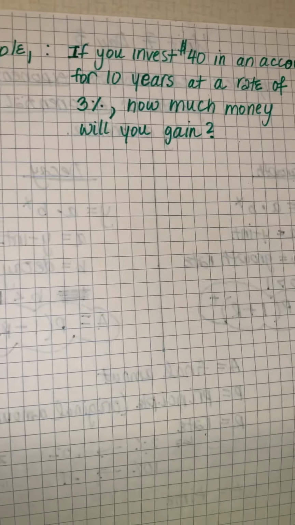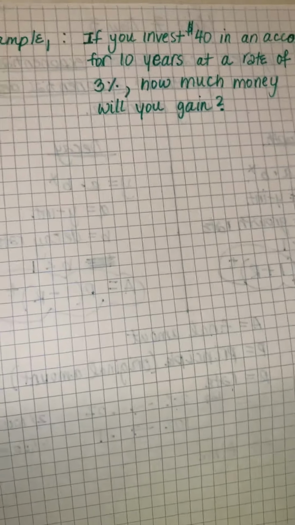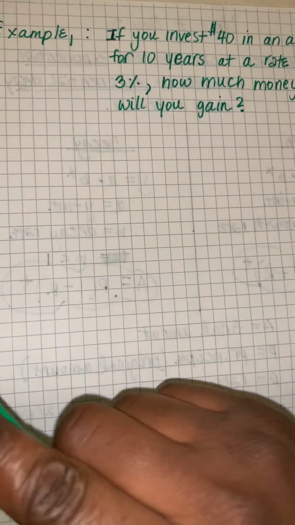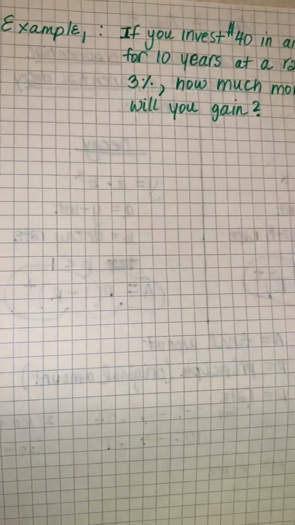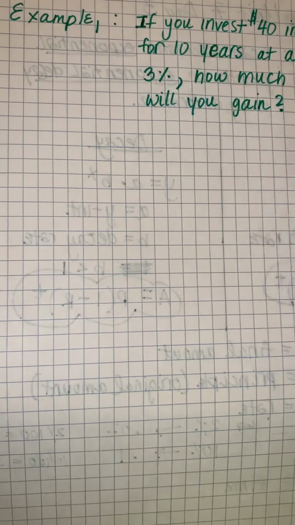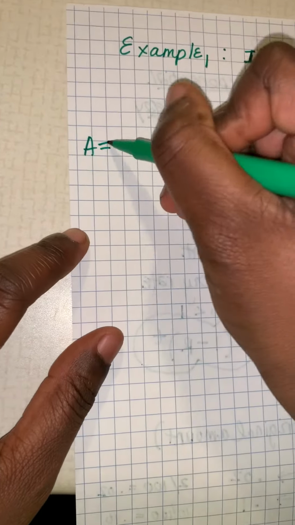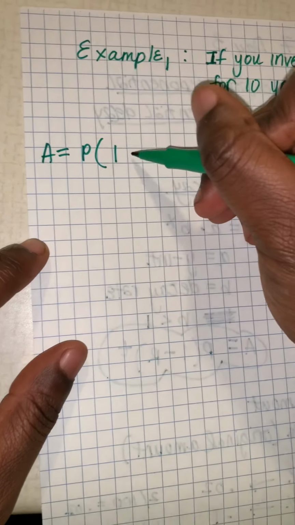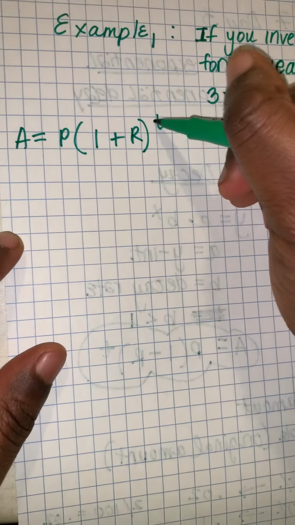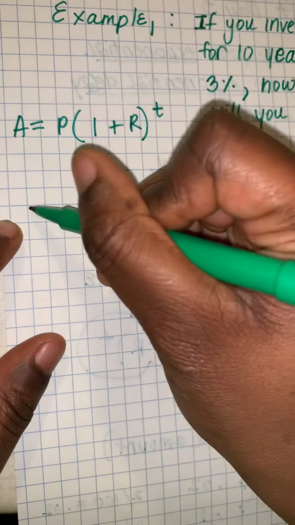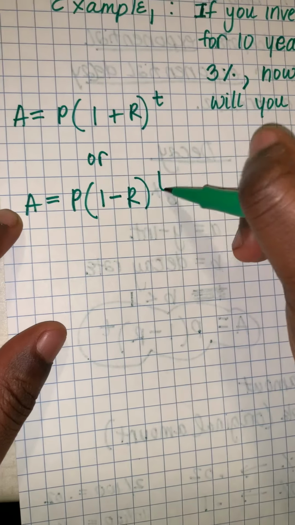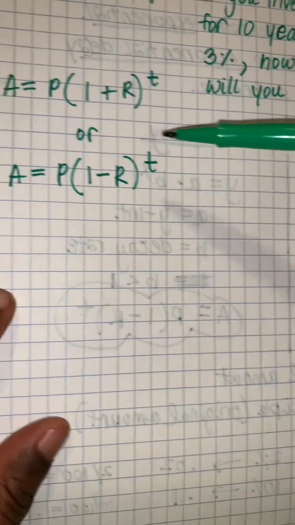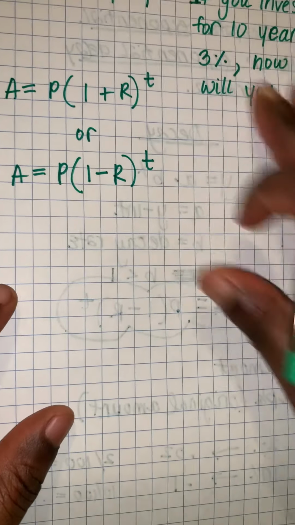We're trying to pull some things out, right? Remember, both of our formulas have an A, a P, an R, and a T, and we're trying to find the A. So let's see if we can pull those things out. I'll write both formulas right here so you can see them. A is equal to P, parentheses, 1 plus R, raised to the power of T, or A is equal to P, parentheses, 1 minus R, also raised to the power of T. Those are the two formulas you're picking from to find this information, okay?